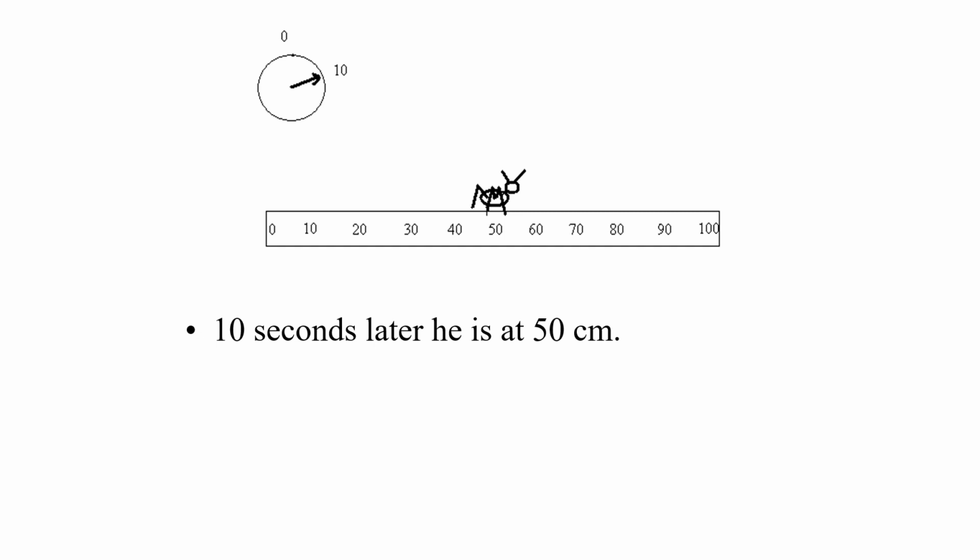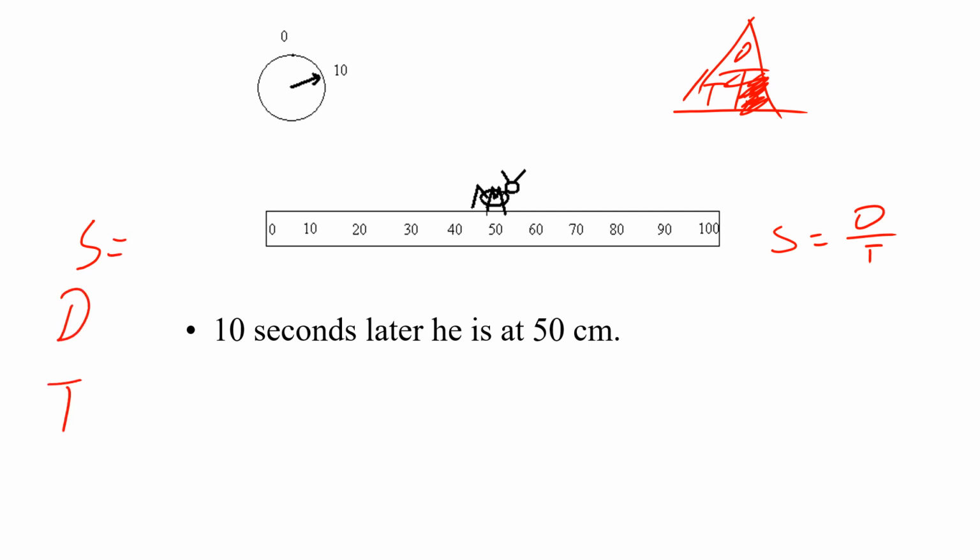I'm going to write speed equals distance over time. That's my formula, because if I use my triangle and cover up speed, I know it's distance divided by time. I'm just going to plug in my numbers. My speed, I don't know what that is. My time is 10 seconds. My distance is 50 centimeters. And I can just plug this in right here.